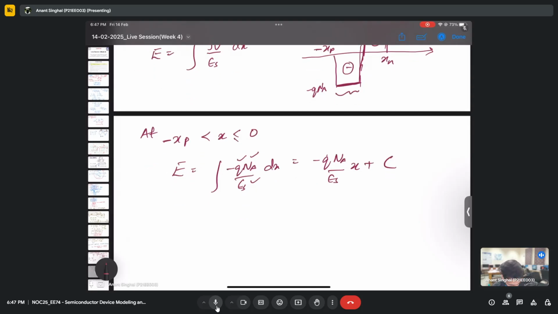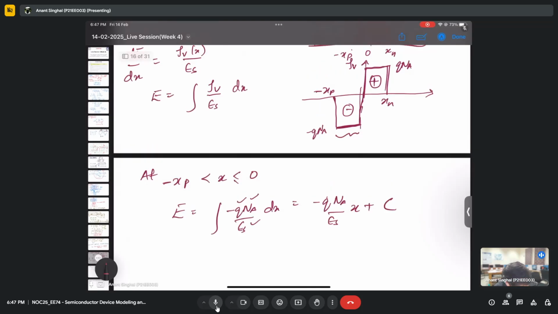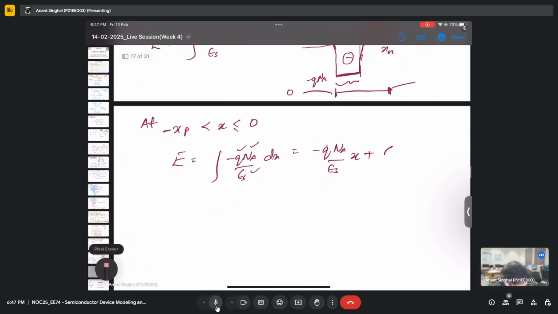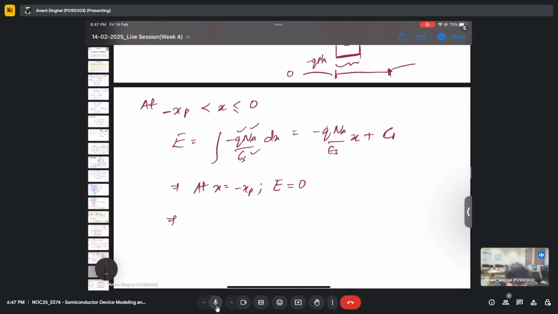Okay, I'm hoping not. So again, what we established is that there is an electric field present in the junction. From here to here, there is a certain electric field, and from here to here, there is zero electric field. So to calculate this constant, let's say I'm writing it as C1, at x equals minus xp the electric field is zero. So I can calculate C1 from this.